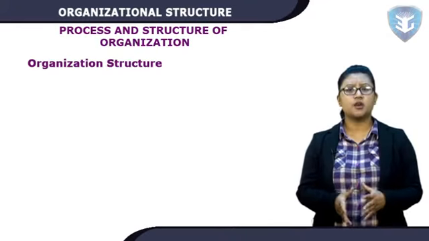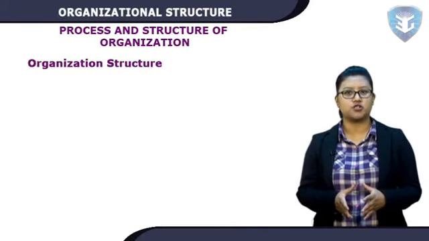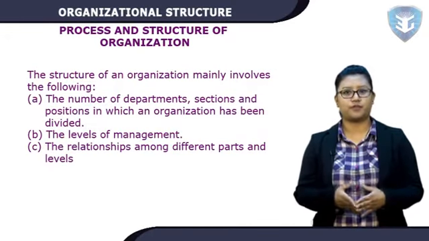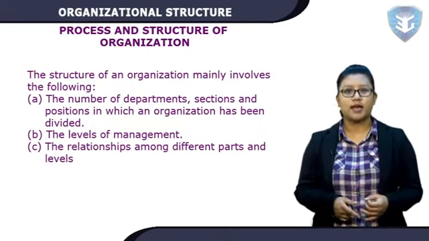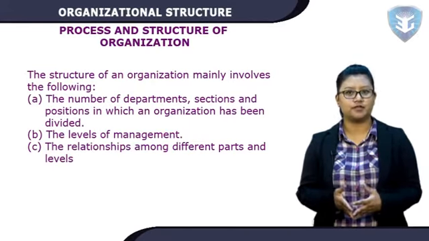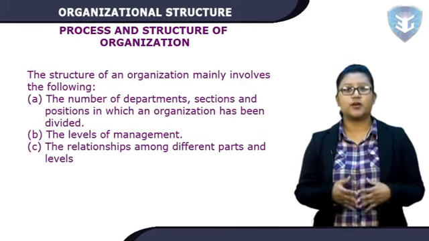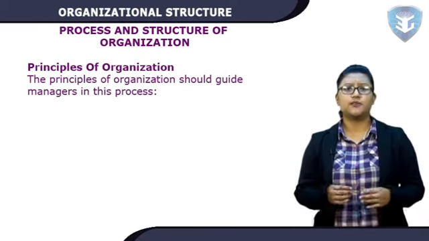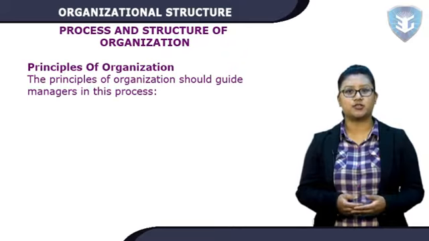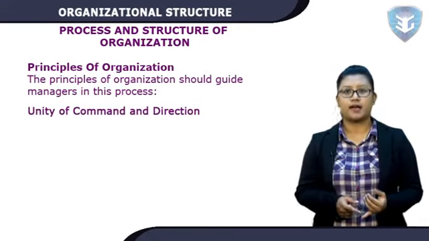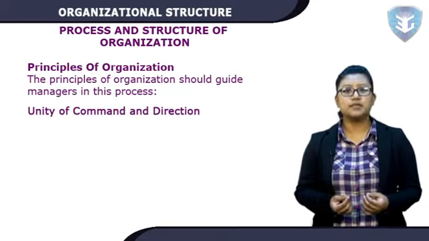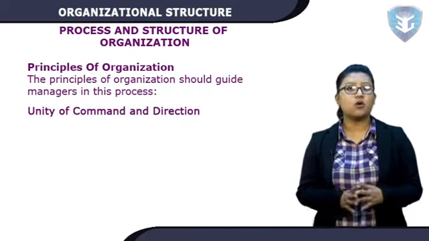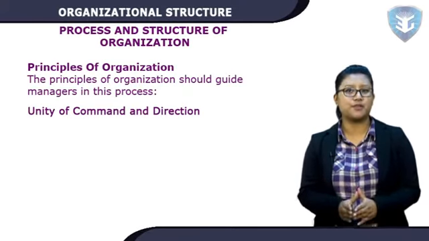Organization structure. Structure refers to the arrangement of parts and interrelationships among activities and people. The structure of an organization mainly involves the following: the number of departments, sections, and positions in which an organization has been divided, the levels of management, the relationships among different parts and levels, and principles of organization. The principles of organization should guide managers in this process: unity of command and direction. Unity of command means that each employee should report to only one supervisor. Unity of direction means that all tasks and activities should be directed towards the same mission and goals.